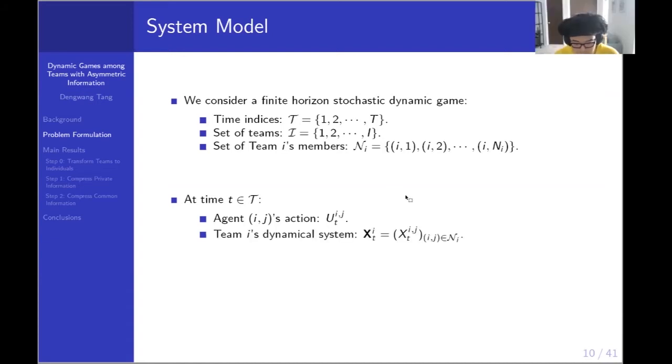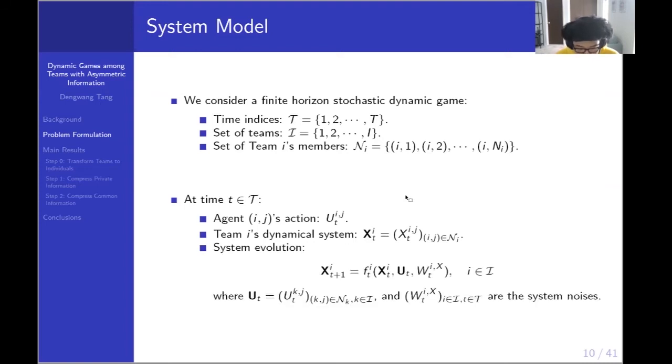Team i has a vector valued dynamical system where each component corresponds to a member of the team. We assume that each team system is a controlled Markov chain controlled by the actions of all the members of all teams. So not just this team controlling this team. All the actions will have an effect on this system. The evolution of different team systems, though, are conditionally independent given the actions.